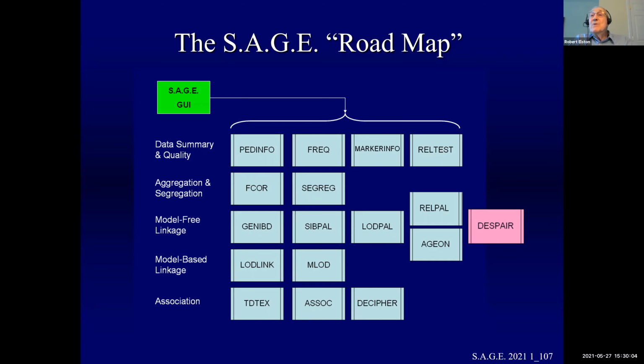aggregation and segregation programs, called FCore and SEGREG respectively. And then there are model-free linkage programs, called GenIBD, SUDPAL, LODPAL, REDPAL, and AJAR. There's also a program, Despair, and that one is not available in the GUI. It's an online program that helps you design a 2-stage linkage analysis. And then on the last line but one, you have the model-based linkage programs, LODLINK and MLOD. And right at the end, on the last line, you have the association programs, TDTX, S.A.G.E, and Decipher.